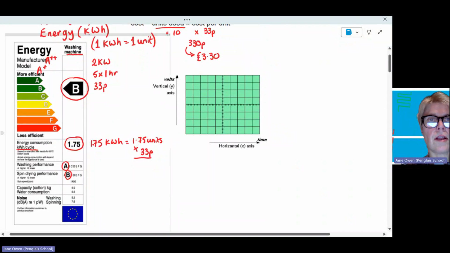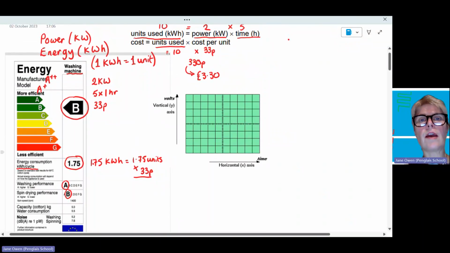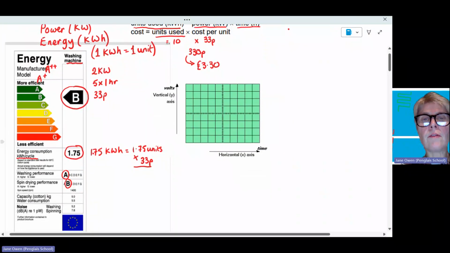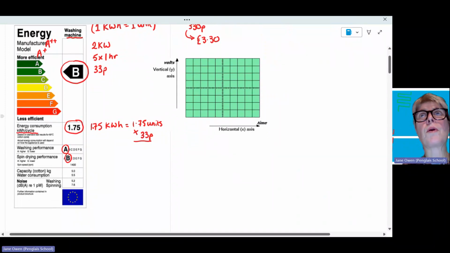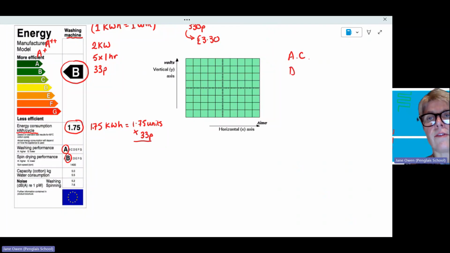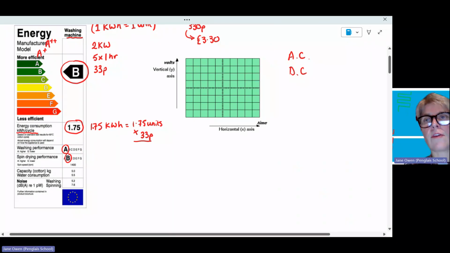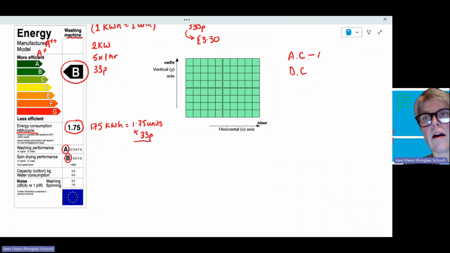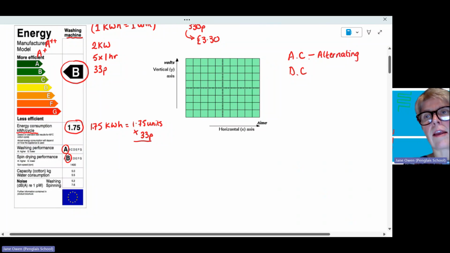Now, moving on, we've looked at units and we've looked at using some of the equations. Now, you do need to know the difference between what we call AC current and DC current. In domestic electricity we use AC current, alternating current. Alternating current goes one way around the circuit, and then half a cycle later, it goes in the opposite direction.